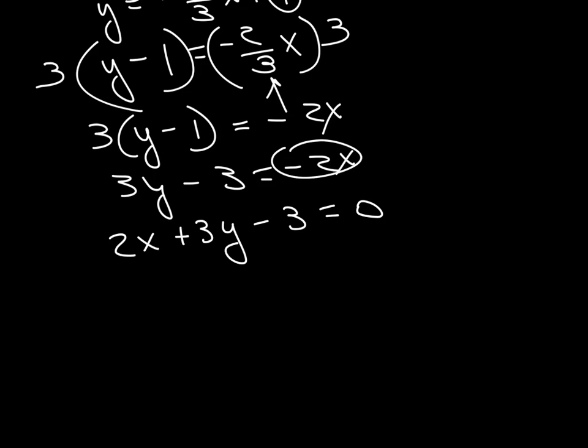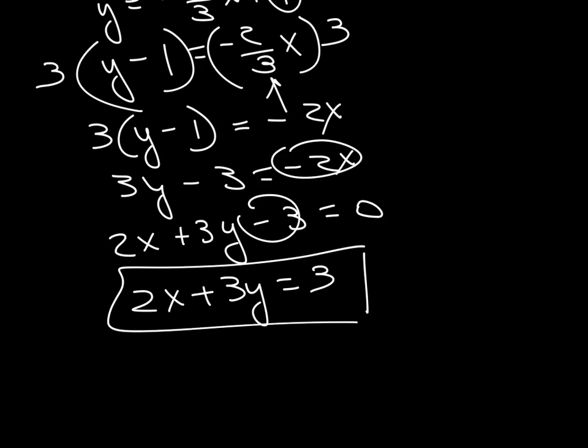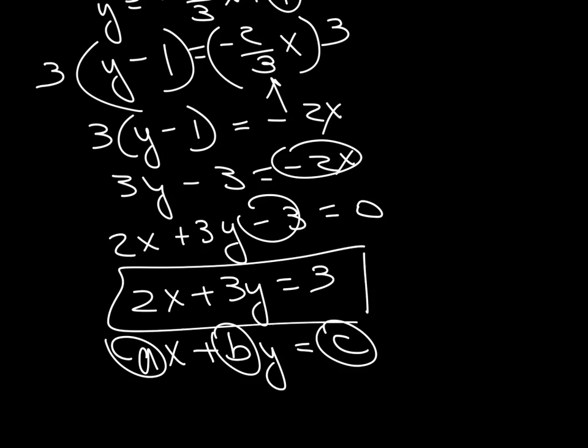Because I got rid of that. And I'll move this 3 over. Okay, that is standard form. And again, standard form is a number times x plus a number times y equals a number. So C, B, and A represent numbers. We don't know what they are, but in this case they're 2, 3, and 3.